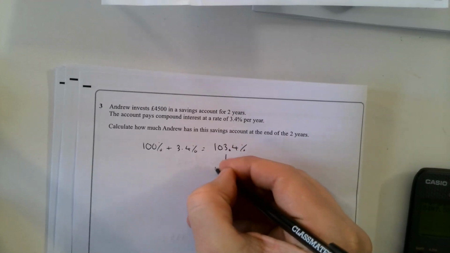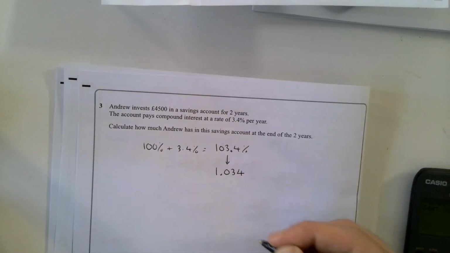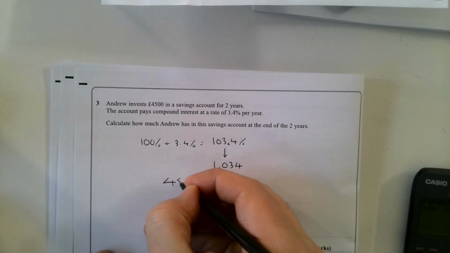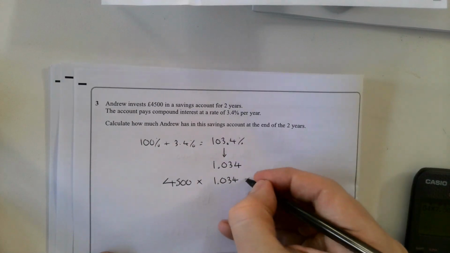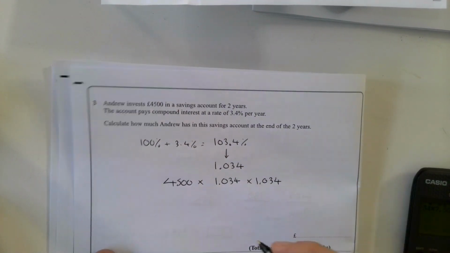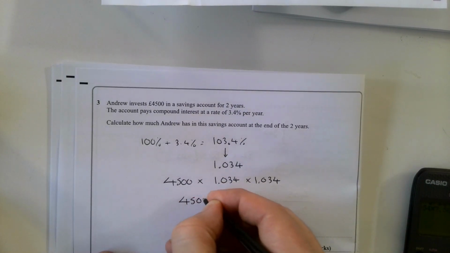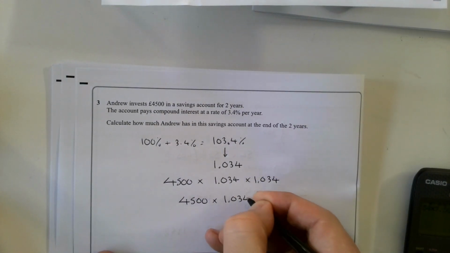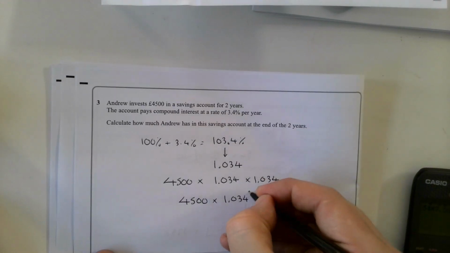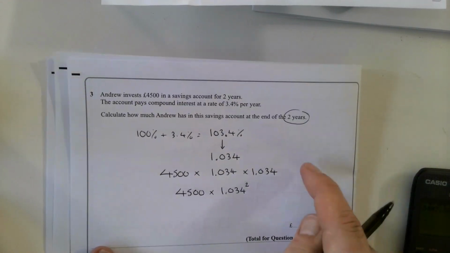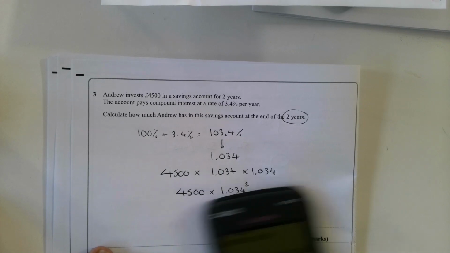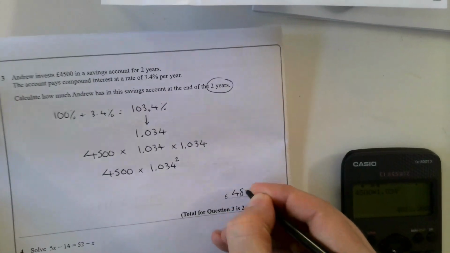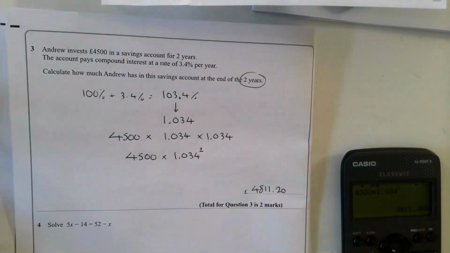Now, I'm going to turn that into a decimal, which is 1.034. So I take my £4,500, I multiply it by 1.034 once, and then I multiply it by 1.034 a second time. So actually, I've got 4,500 times 1.034, which is my multiplier, 2 times. And it's 2 times because I've done it for 2 years. So that's just to type it into my calculator, 1.034 squared, and that gives me an answer of £4,811.20.